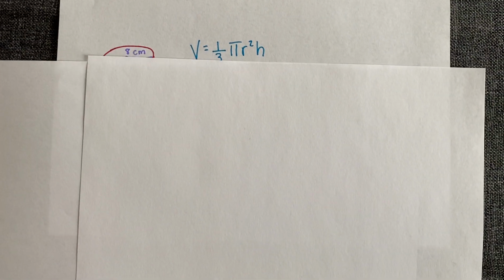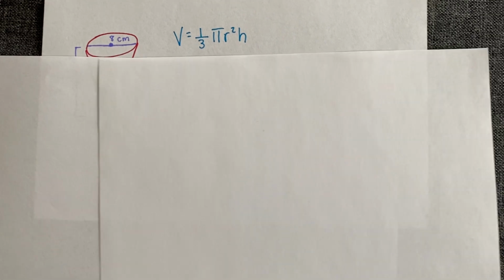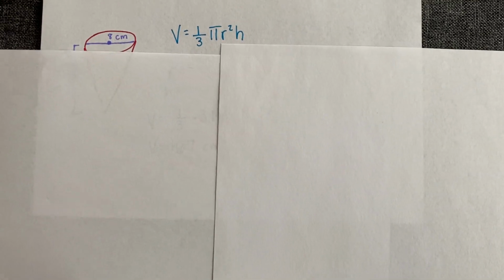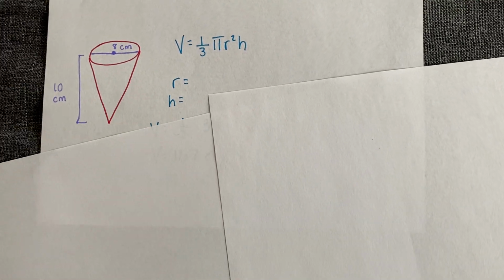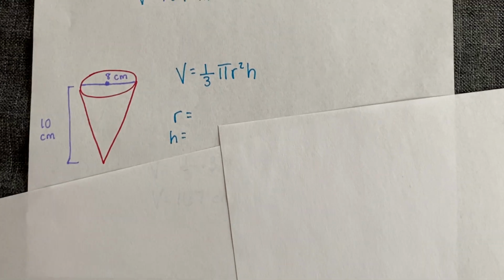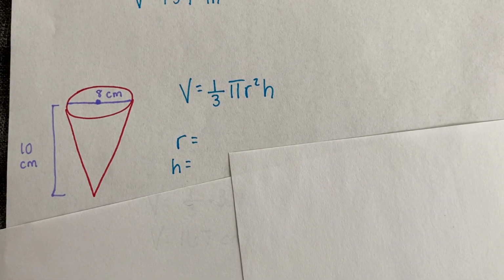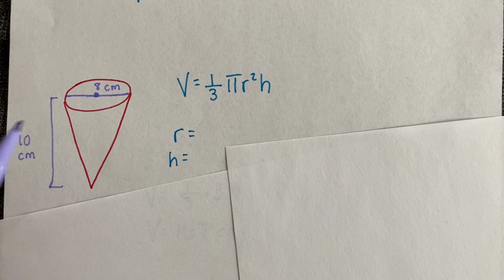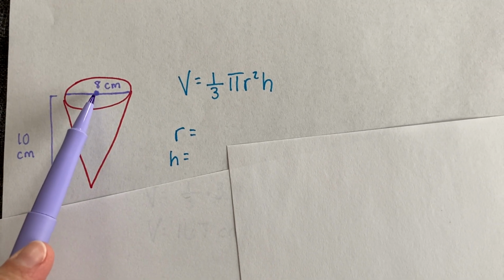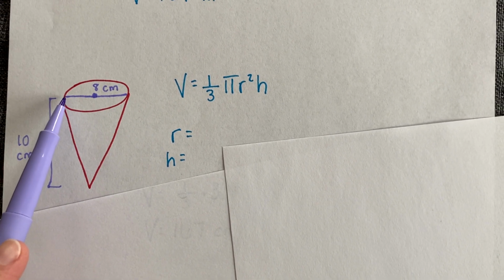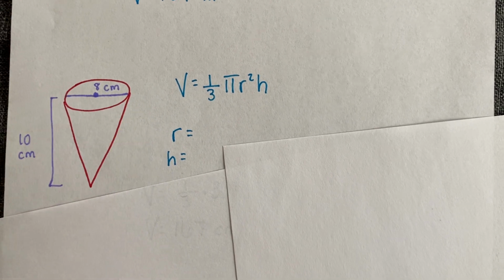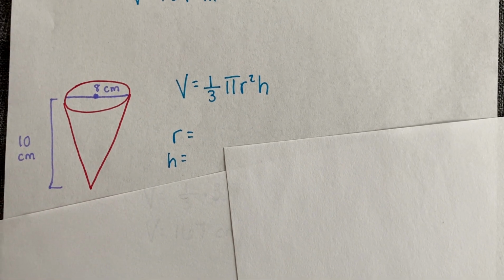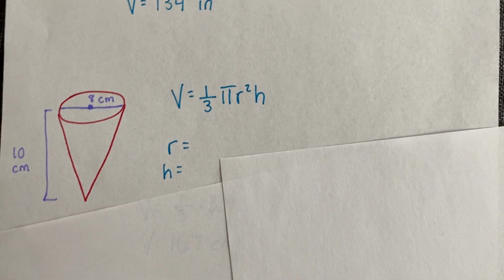Now we're going to do one more example right now. And here is my formula. I wrote it down again. Here is my cone. You're going to notice a little something different. This says 8 centimeters. The whole length from one side of the circle to the other side is 8 centimeters, and the height is 10 centimeters.